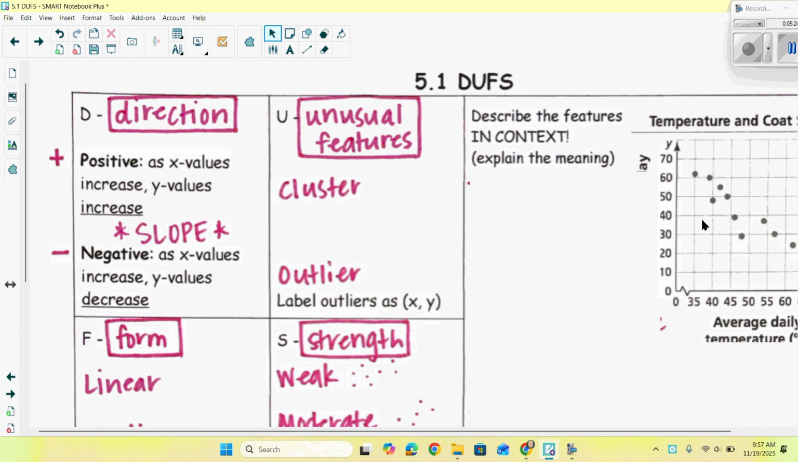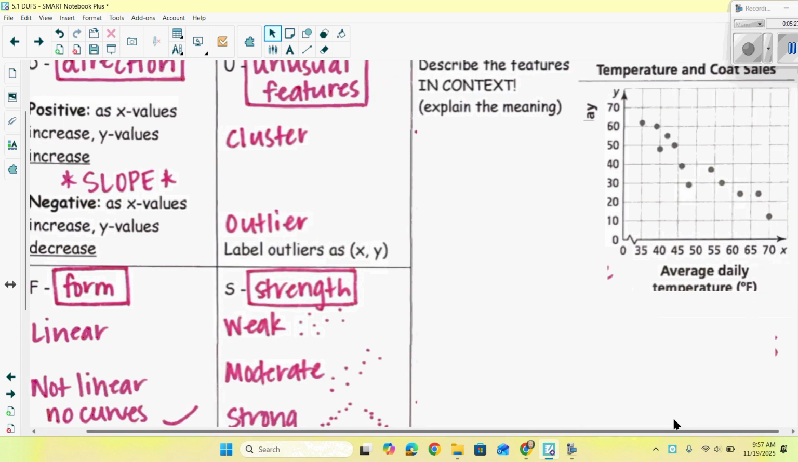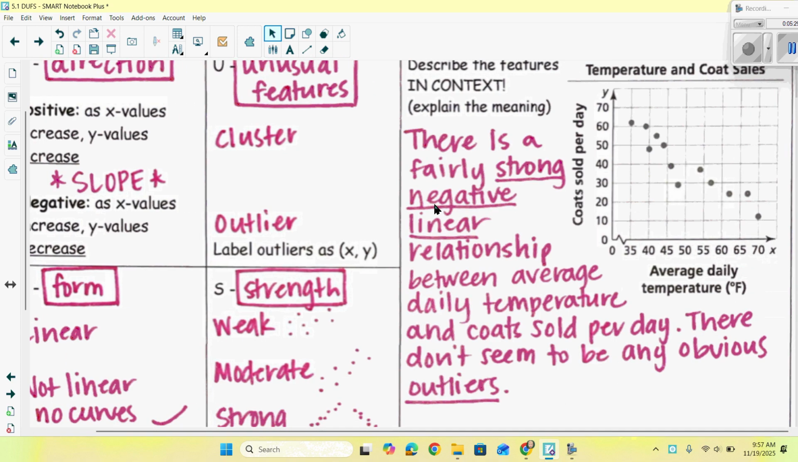Finally, the features of this graph, if we look at this, lots to write down here. There is a fairly strong relationship because the cloud of points looks like it's following what would be a line of fit pretty well. That line of fit would have a negative slope, so it's definitely a negative. And it's linear because that's the relationship we know about. It's a line of fit that would fit in there. And this relates the average daily temperature to the number of coats that are sold. As the temperature goes down, we would predict that we might sell more coats.